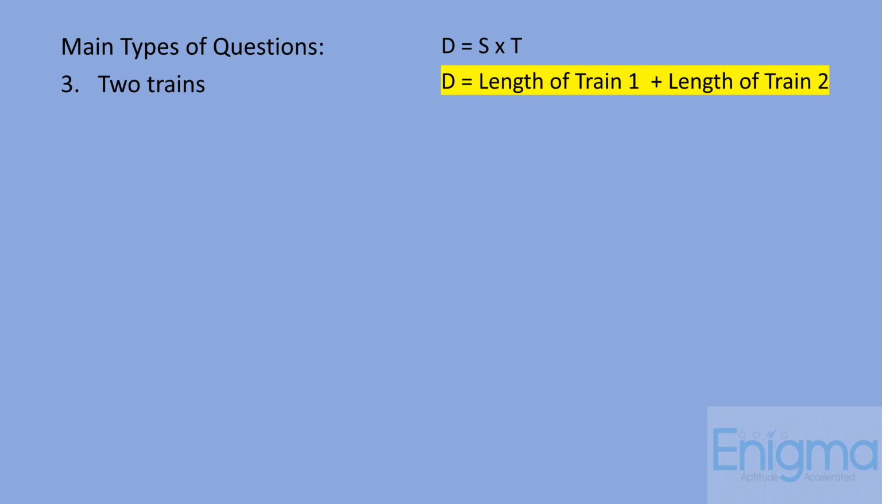Now we'll take an example from the third type involving two trains. The basic formula remains the same, that is distance is equal to speed into time. Now here distance is always equal to the length of train 1 plus the length of train 2.